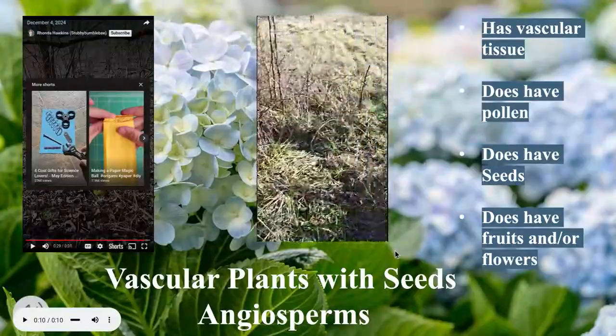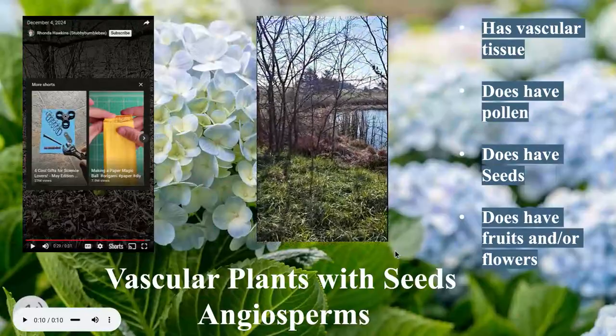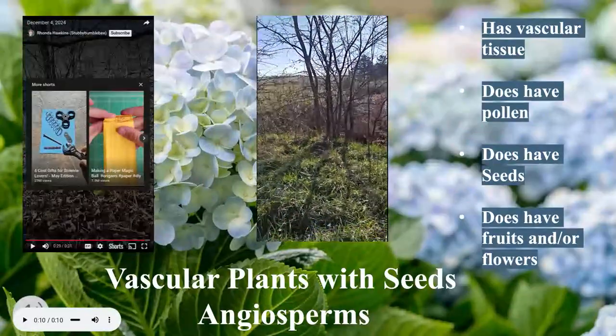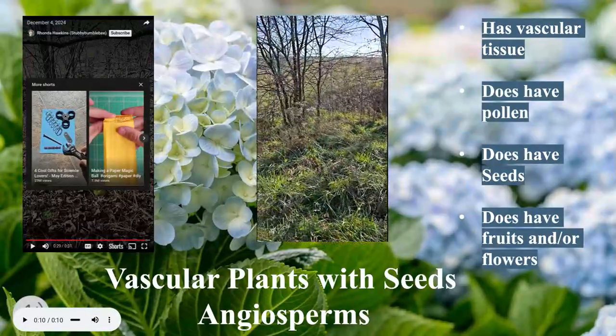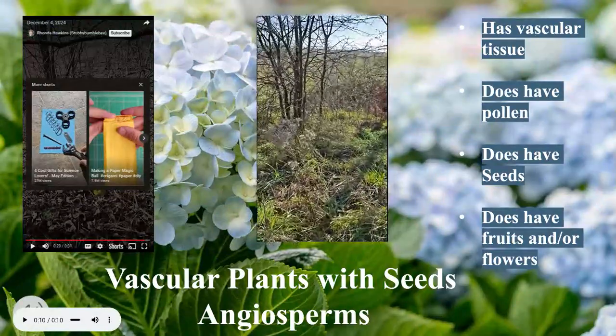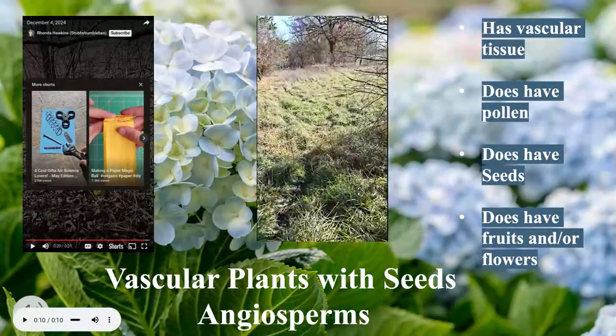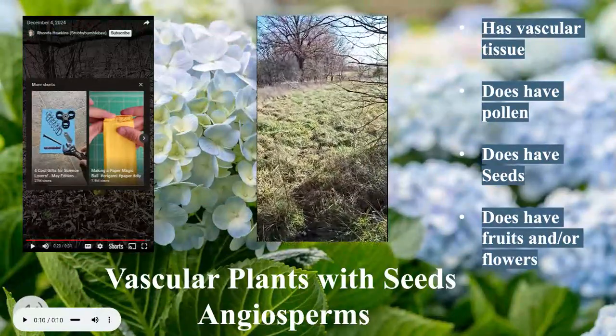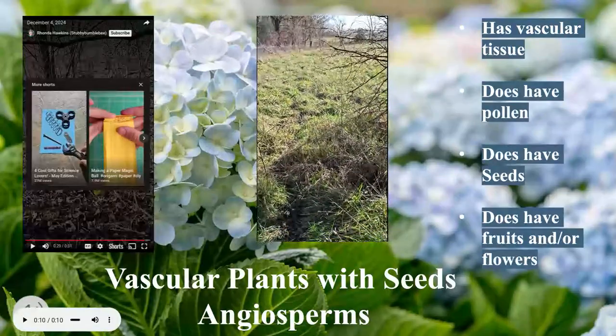Other examples may include the lilac bush that's way on the other side of the pond, my rose bushes in front of my house, and an apple tree. That would be a good example. I have one of those, and a pear tree are all examples of angiosperms.